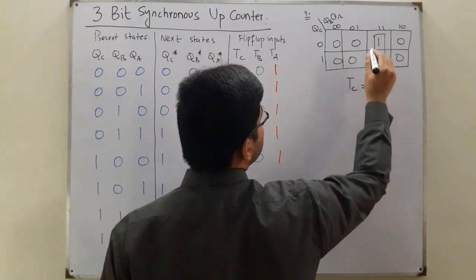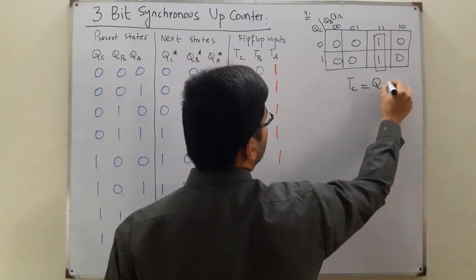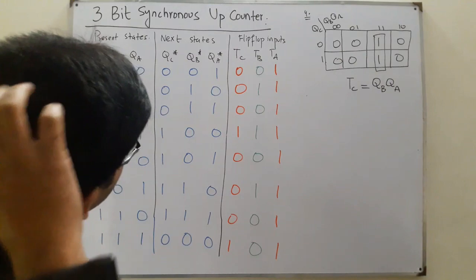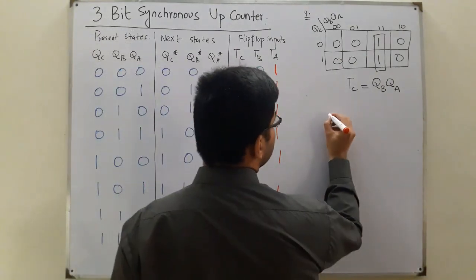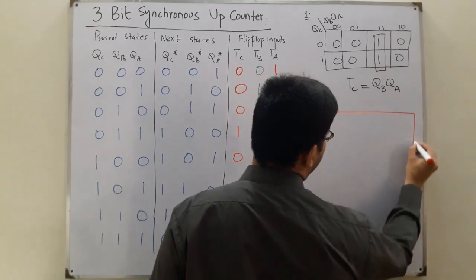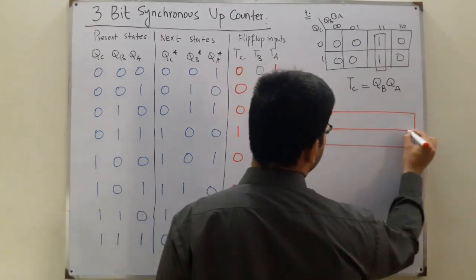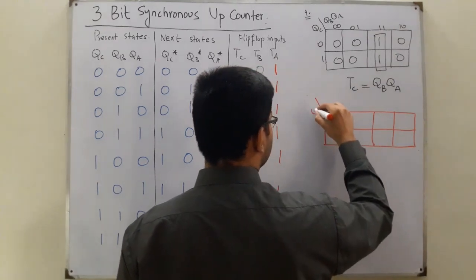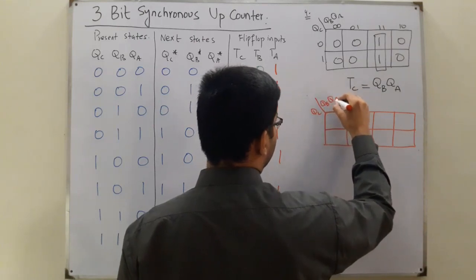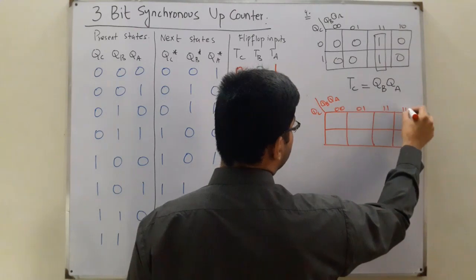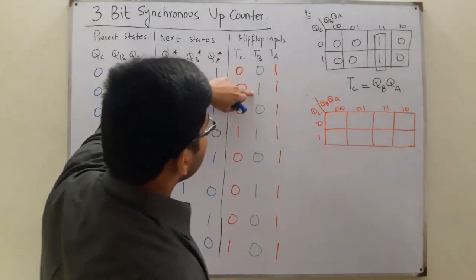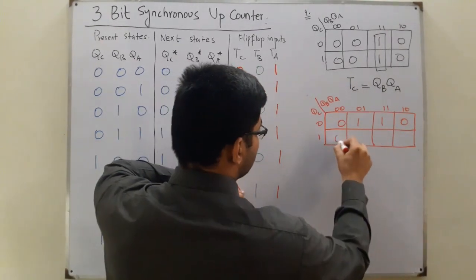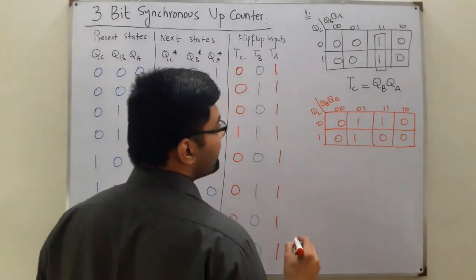So TC is what? This is QB, QA. Fine. Now for TB. So again the same 8 cells map. We have 3 variables. QC, QB, QA. 0, 0, 0, 1, 1, 1, 1, 0, 0, and 1. 0, 1, 0, 1. 0, 1, 0, 1. Fine. 0, 1, 0, 0. 0, 1, 0, 0. So you have two groups.